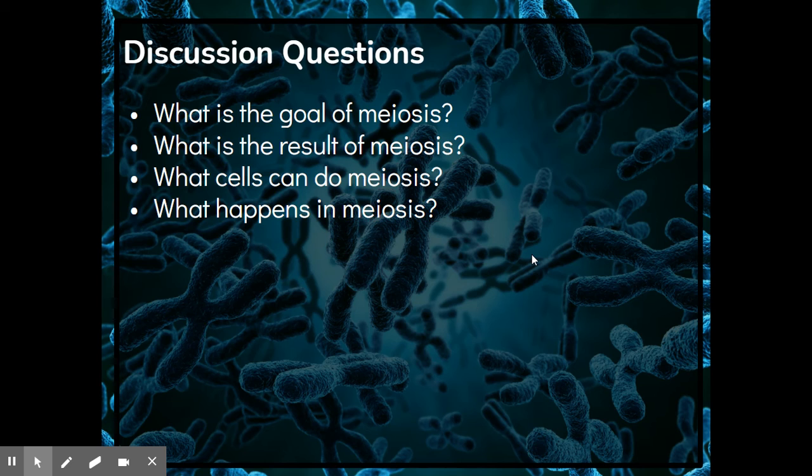Which cells can go through meiosis? Again, egg and sperm, just germ cells, not every cell in the body. And what happens in meiosis is that we create 4 haploid cells. We go through 2 phases, meiosis 1, where we create 2 identical cells, and then meiosis 2, where those 2 cells are broken into 4 haploid cells.